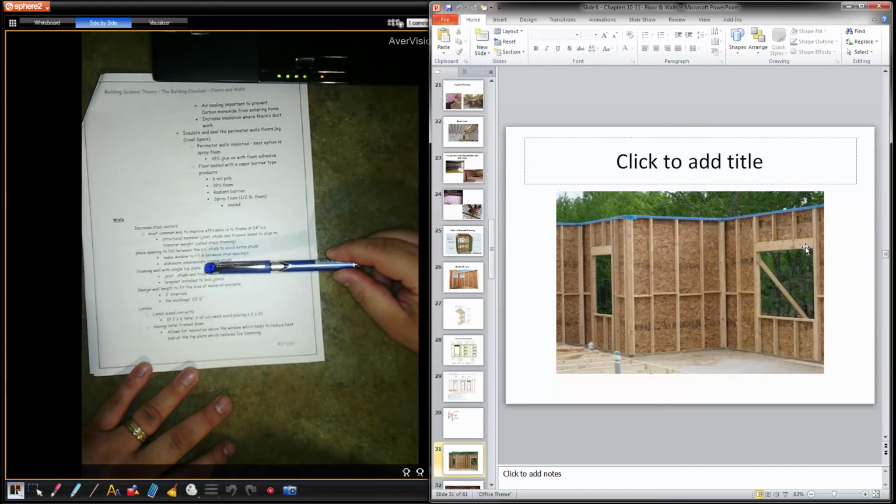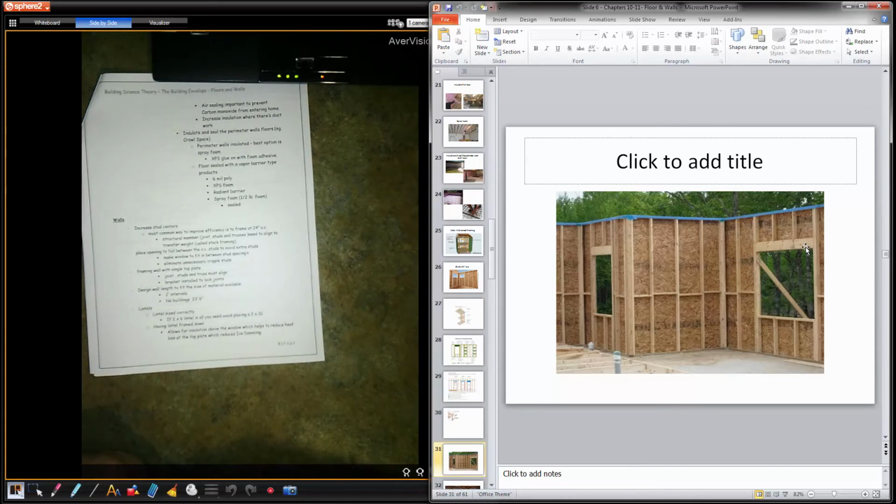Frame wall, single top plate, joist studs, and trespass line brackets installed to lock the joint. Look at that. Design wall length to fit size and material available. So that was on the previous slide there. We'll just go back.